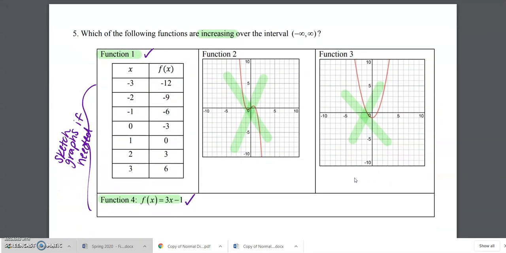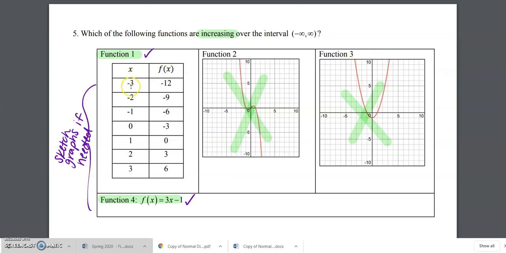Number 5, which of the following functions are increasing over the interval negative infinity to positive infinity? Remember, we're saying it's got to be going up the entire time. If I start on this side of the graph and trace to this one, my y values have to be going up the entire time. Well, you can look at functions 2 and 3 and see immediately that that's not happening. This one's going down the entire time as I move from left to right. This one starts off going down from left to right and then goes up.